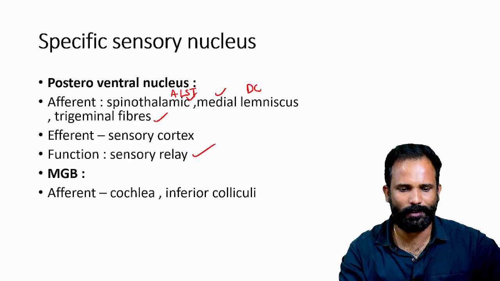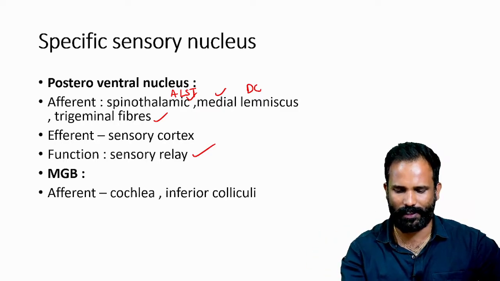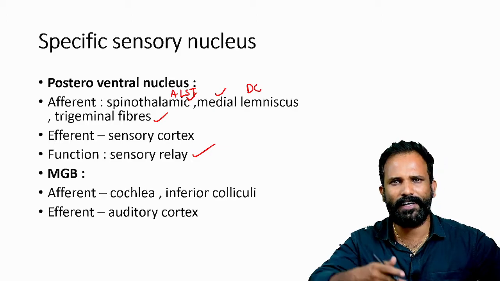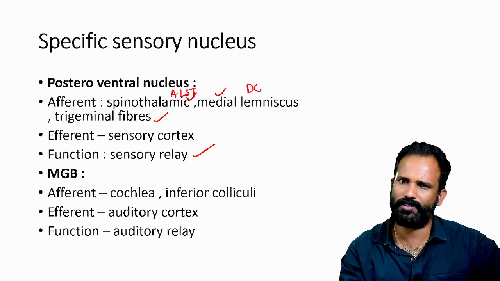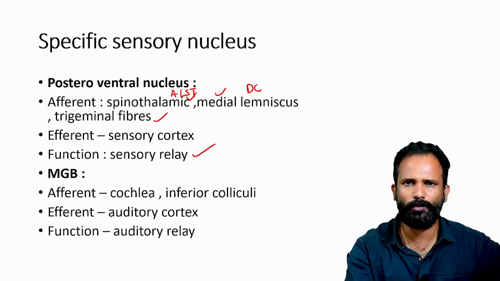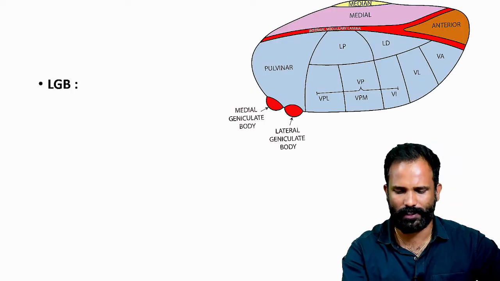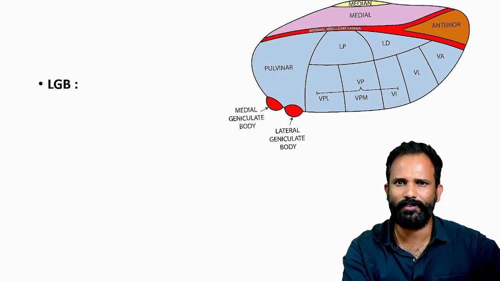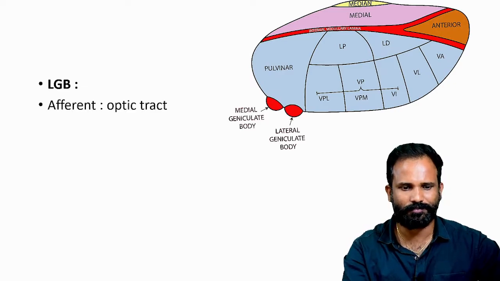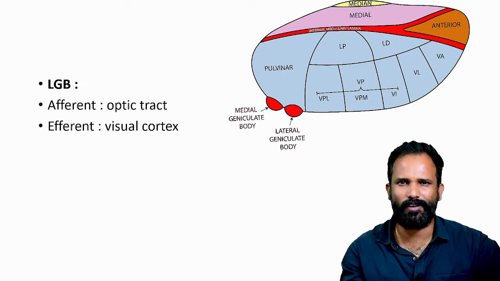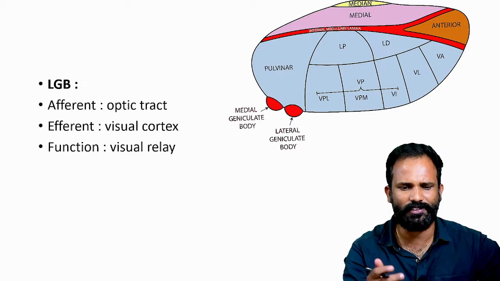So afferent will be cochlea and inferior colliculi, part of auditory pathway, and efferent is auditory cortex. So the function is auditory relay. And one more specific we are having, that is lateral geniculate body. Lateral geniculate body is a part of visual pathway. So afferent is optic tract and efferent is visual cortex. Function is nothing but visual relay.